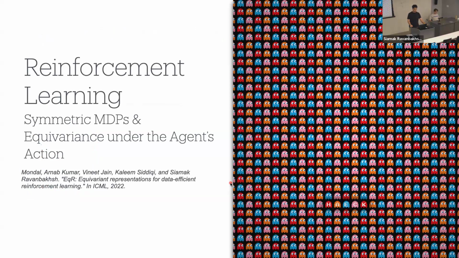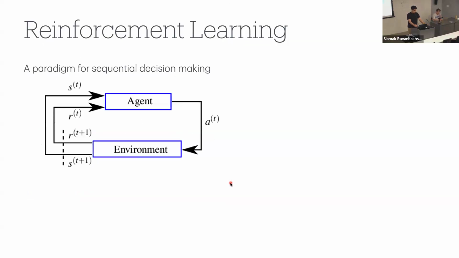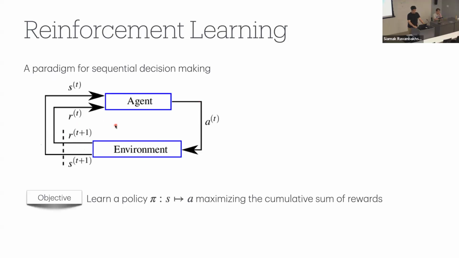Okay, I still have time. One final topic that I'll quickly talk about is symmetries in reinforcement learning. So people know what reinforcement learning is about. You have an agent interacting with an environment. You are in a state, you take an action, you go to the next state, and you have a reward. And your goal is to basically figure out how to act in this environment to maximize your cumulative sum of rewards.